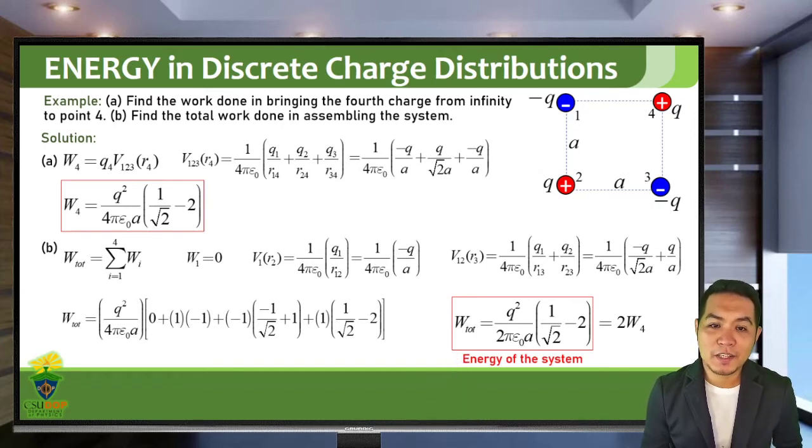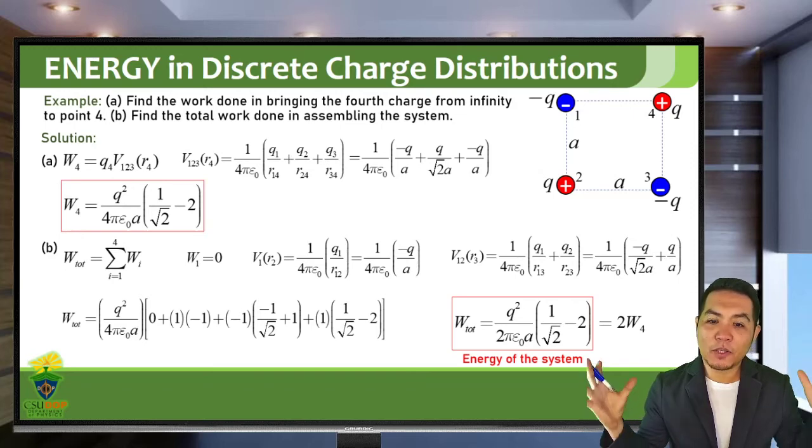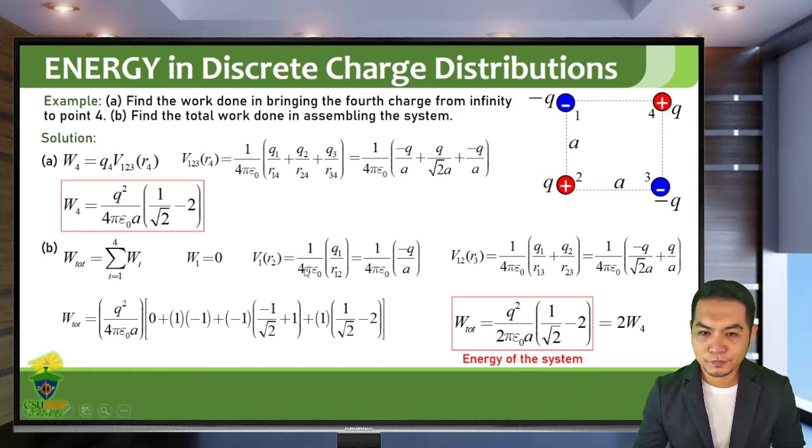So it's potential energy, just like in a spring. If you stretch a spring, you're actually doing work on the spring, you're giving energy to the spring, and that energy will be used by the spring in order to return to its equilibrium position.